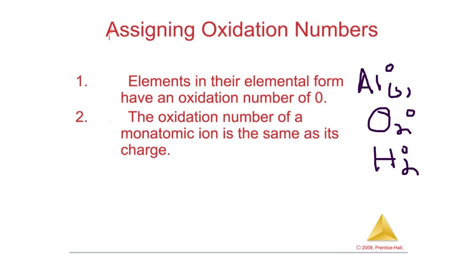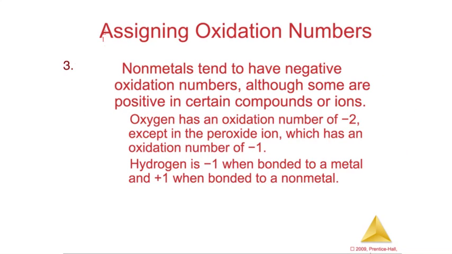Rule number 2 says the oxidation number of a monoatomic ion is the same as its charge. So in other words, if we have a sodium ion with a charge of +1, then its oxidation number would be +1 as well. Rule number 3, nonmetals. Since nonmetals tend to form negative ions or anions, they're going to tend to have negative oxidation numbers, although they can have a positive oxidation number depending on how they're bonded to other elements.